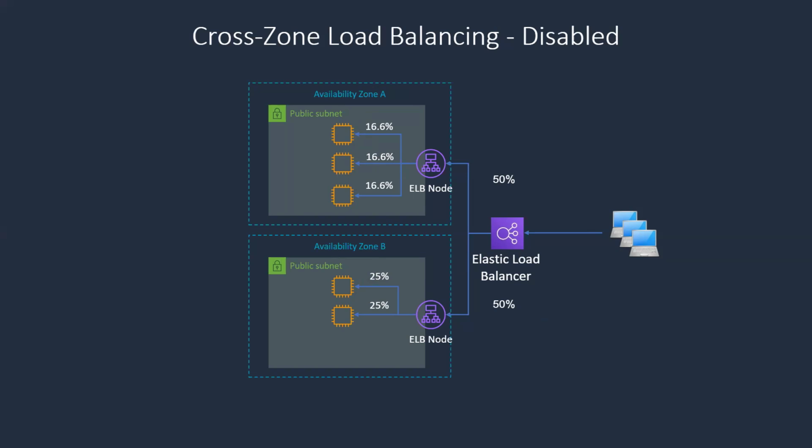And when we talk about some of the benefits of cross-zone load balancing, it ensures equal or even distribution of traffic, it prevents overloading of instances in a specific availability zone, it improves resource utilization, and it also supports fault tolerance and availability.